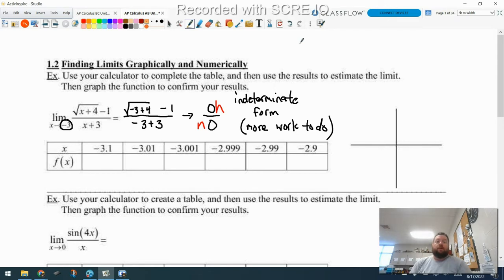All right, so the way we're going to solve this one, we're going to learn how to do this one without a calculator algebraically on another lesson. But today we are going to use a table to do this, and then we'll graph it as well so we can look at it on the graph.